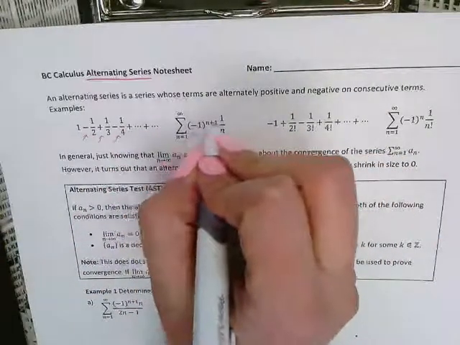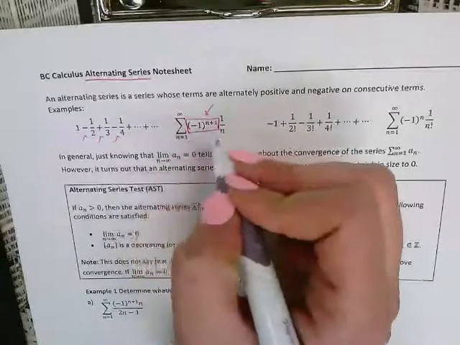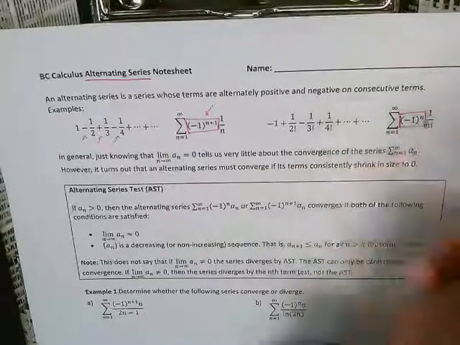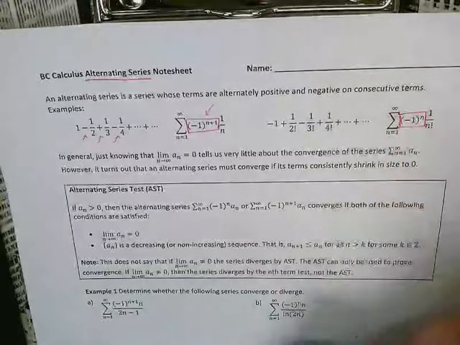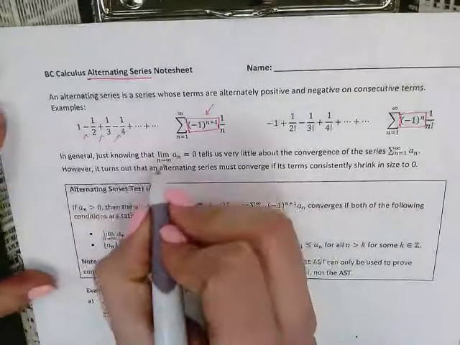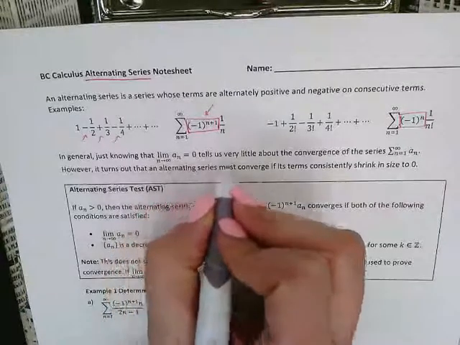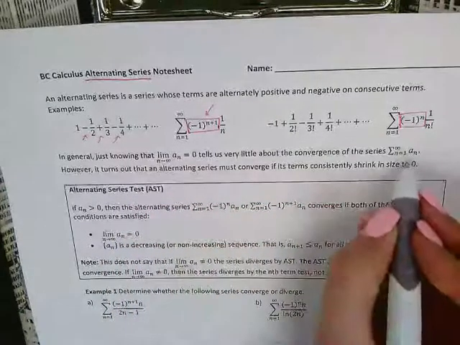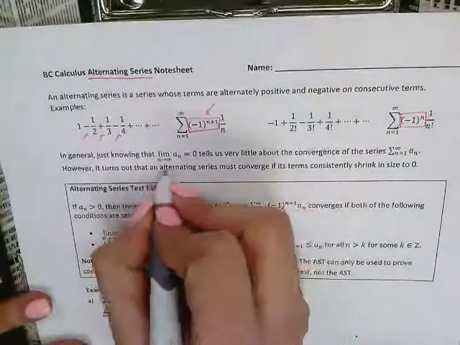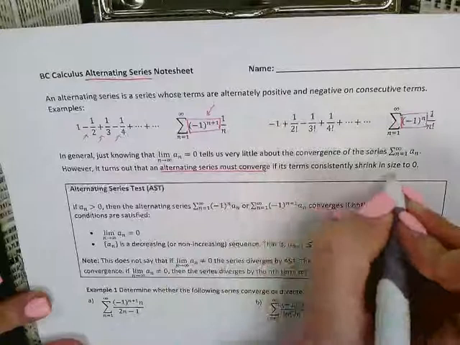Or if you're given the series in sigma notation, you know that this part right here lets you know that this series is going to be alternating. Another form is negative 1 to the n. That is going to be alternating. So in general, just knowing that the limit as n approaches infinity of a_n equals 0 tells us very little about the convergence of this series. However, it turns out that an alternating series must converge if its terms consistently shrink to 0.